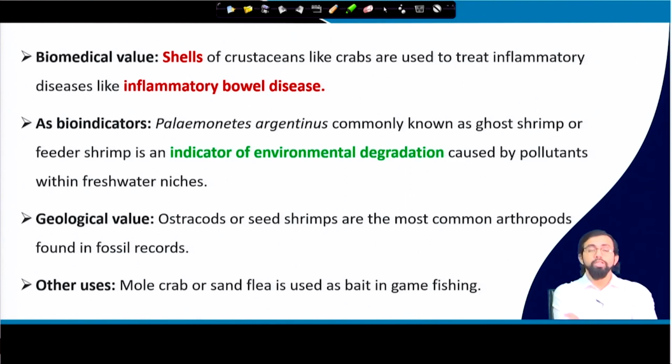From a geological point of view, ostracods or seed shrimps are the most common arthropods found in the fossil records. Based on that we can also get an idea about the evolutionary point of view, which is a big thing for scientists who work with fossils. Other uses: the mole crab or sand flea is used as bait in game fishing.